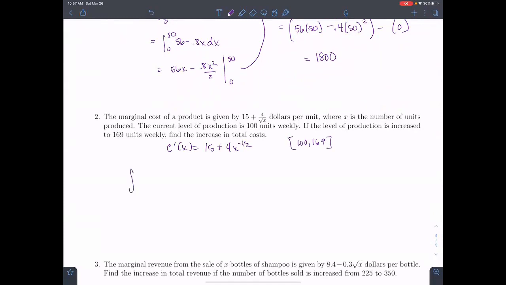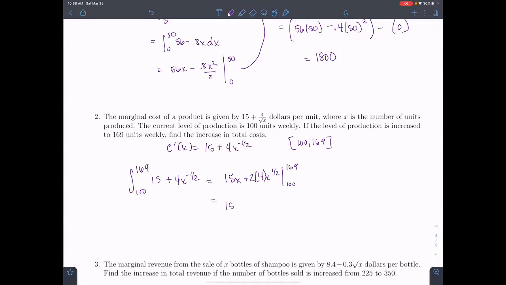So we're going to do the integral from 100, increasing from 100 to 169. We want to find cost then, the increase in total cost. So we're going to take the integral of C prime. So 15 plus 4 times x to the negative 1/2. This is 15x plus increase to 1/2. Divide by 1/2 or multiply by 2. And then we're evaluating that from 100 to 169.